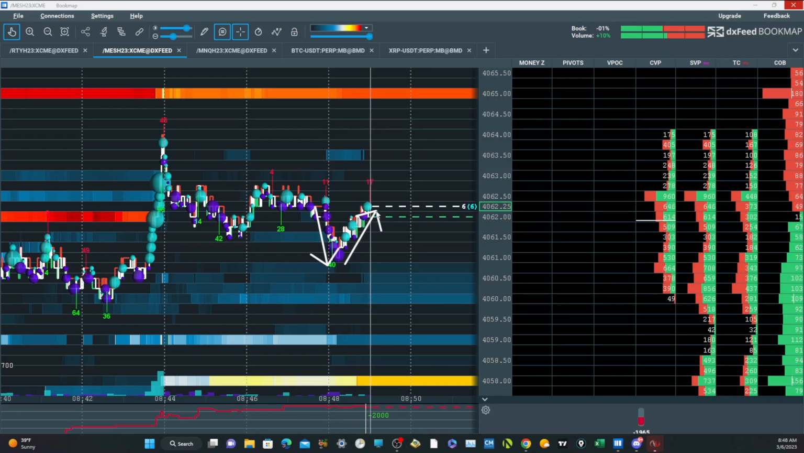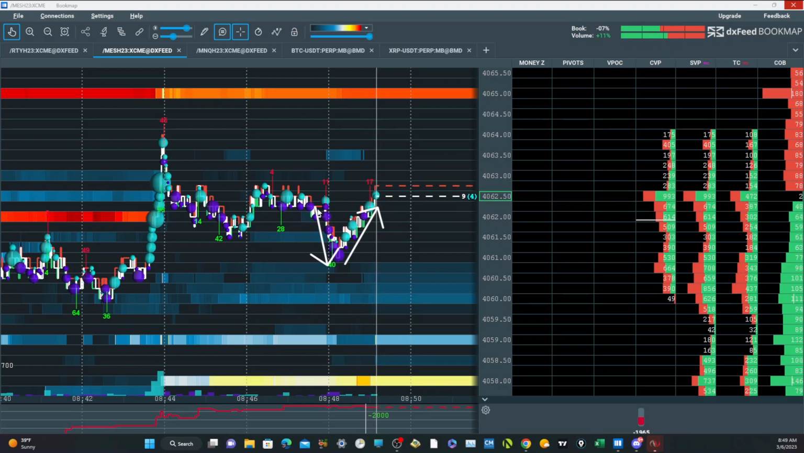We got the buyers coming in, and as I was saying, it could be both things. If this is a breakdown retest to go lower, then the sellers would come in here, right? So what do we have? We have buyers coming in again.